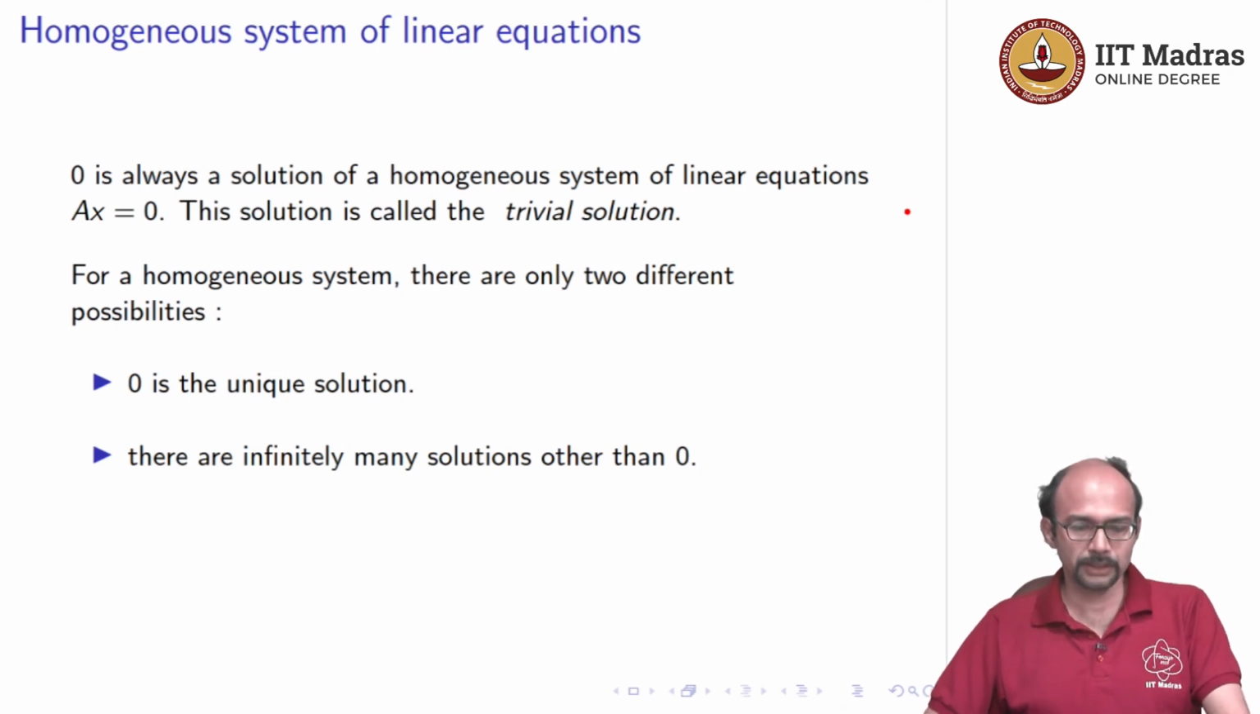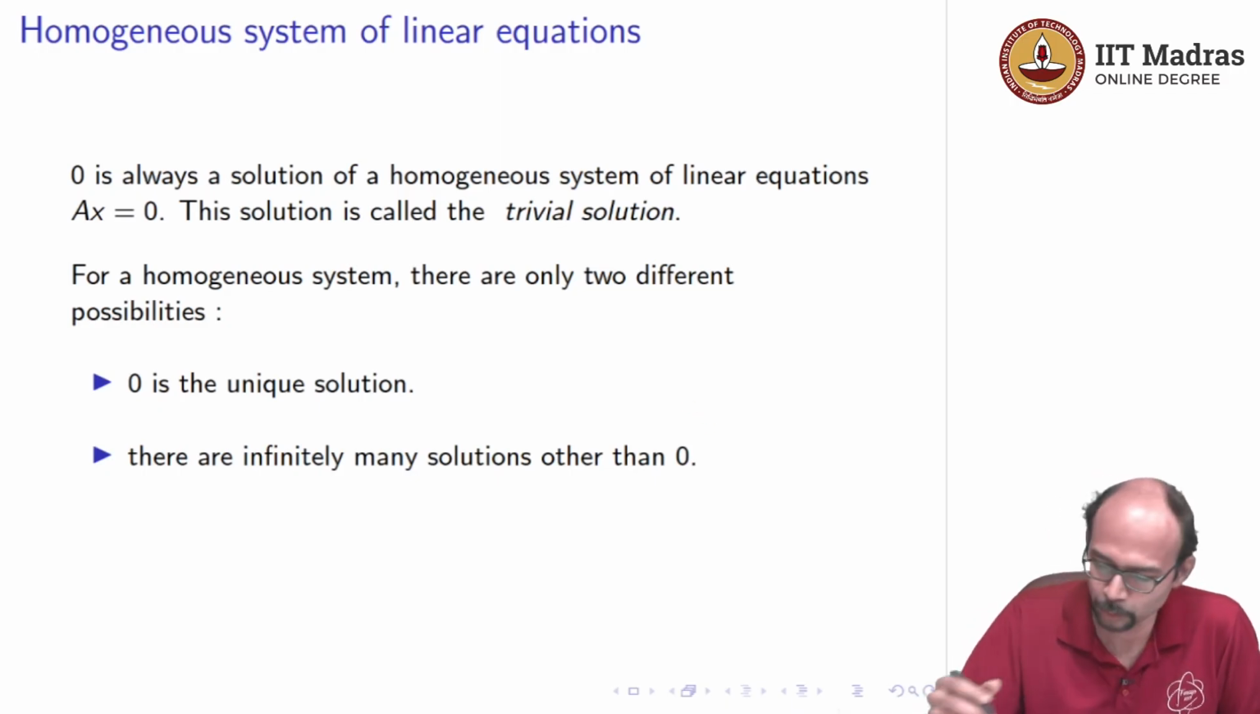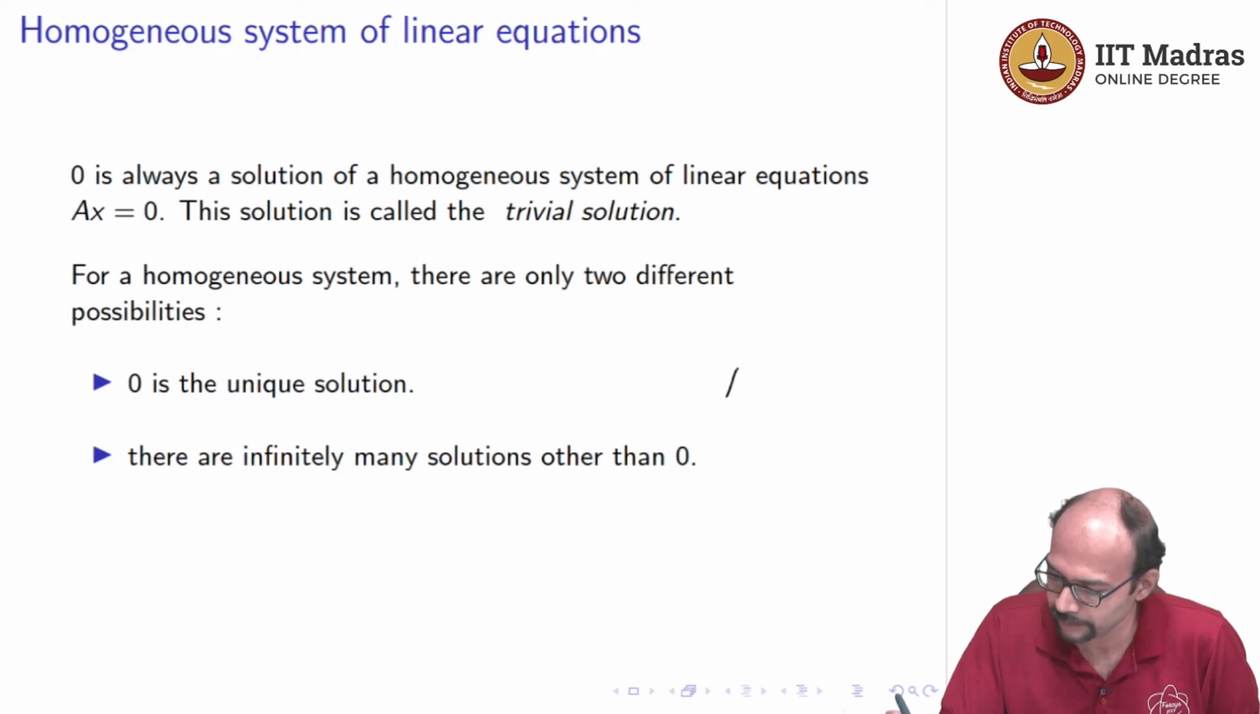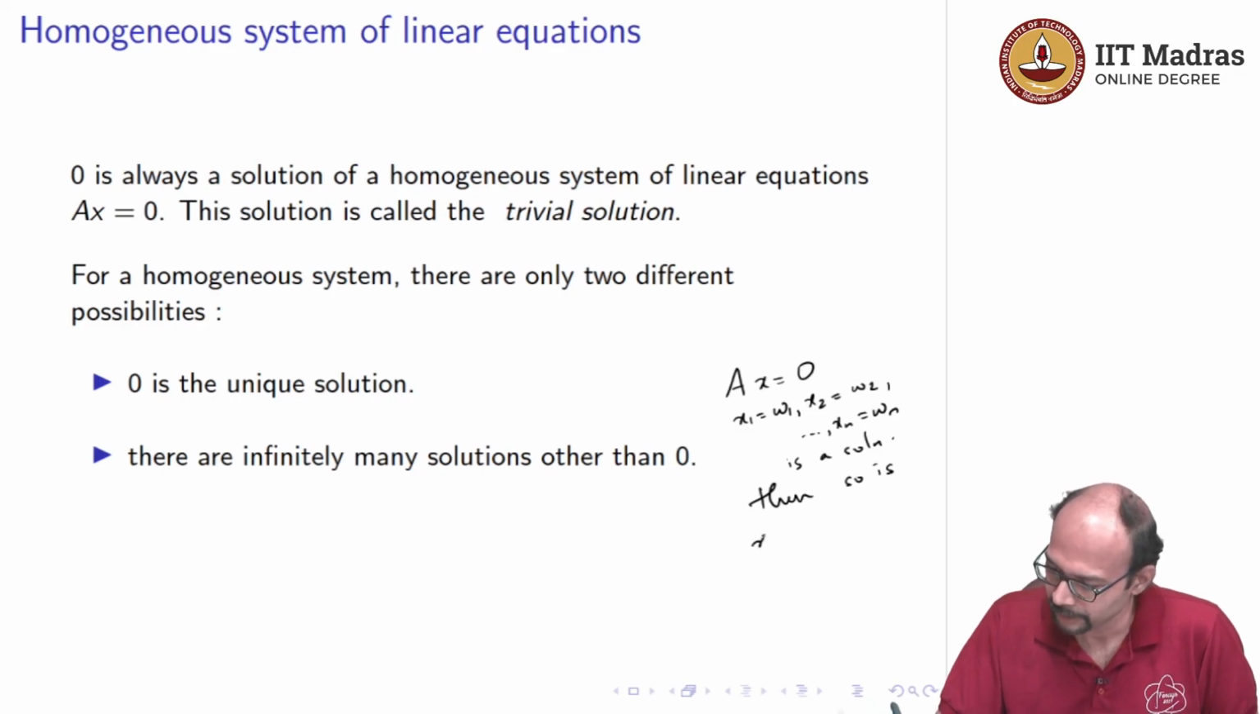The other way of thinking about this is that suppose you have a solution, so you have Ax equals 0 and x1 equals w1, x2 equals w2 and so on, xn equals wn is a solution, then so is x1 equals t times w1, x2 equals t times w2 and xn equals t times wn, right.